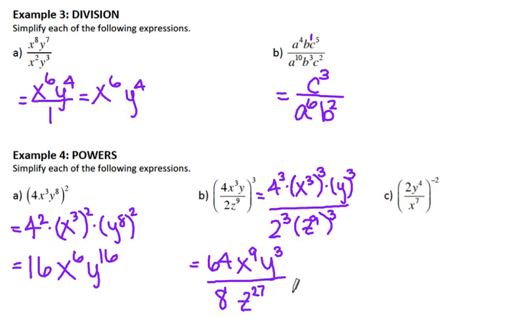You always want to check to see if this can be simplified further, which in this case it can, because you have 64 over 8. That reduces to 8. So my final answer for this is going to be 8 x to the 9th y cubed over z to the 27th.